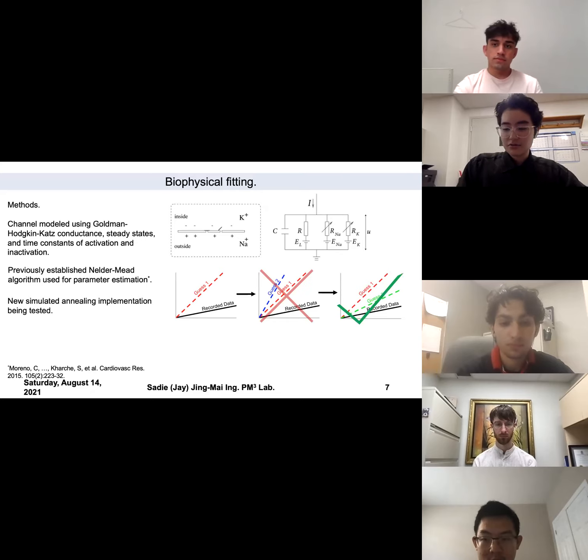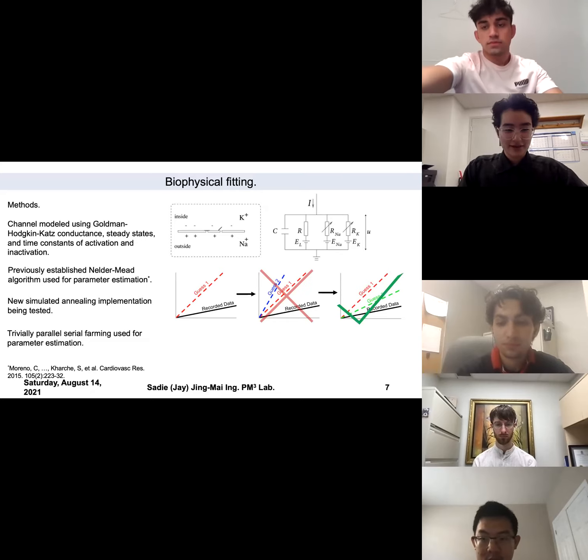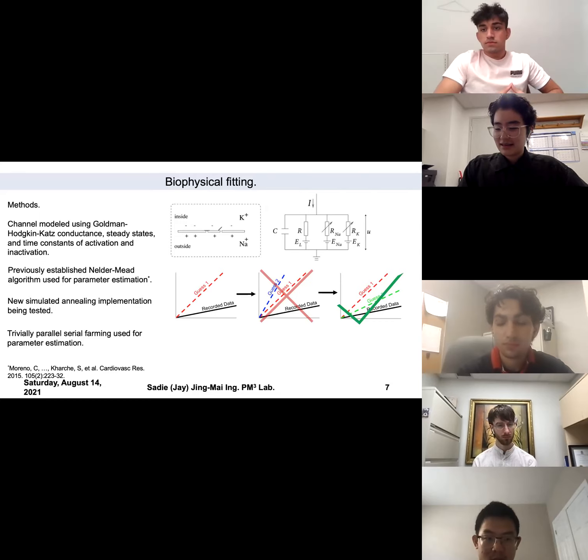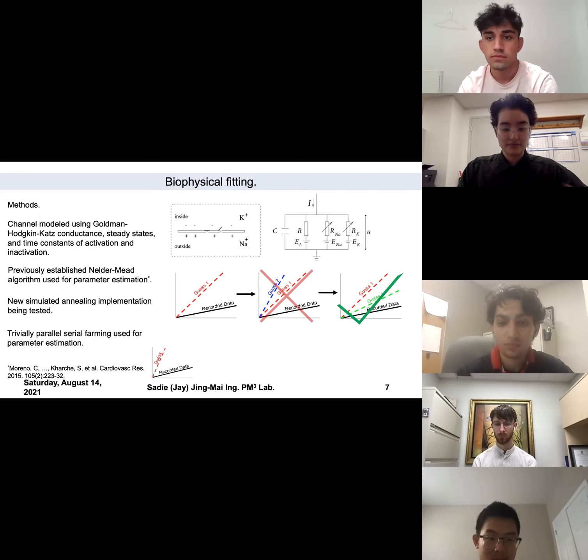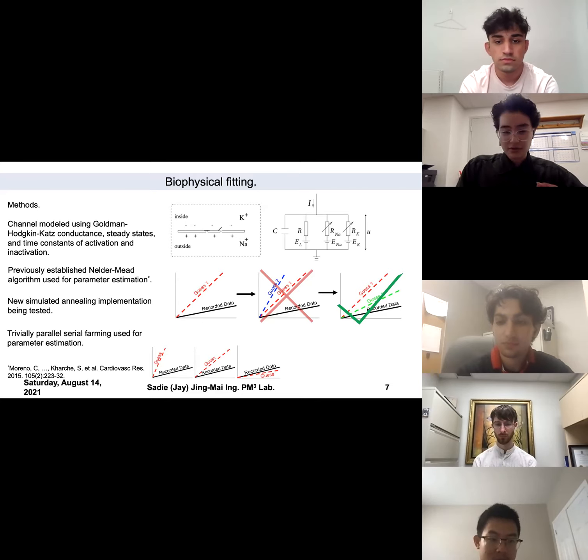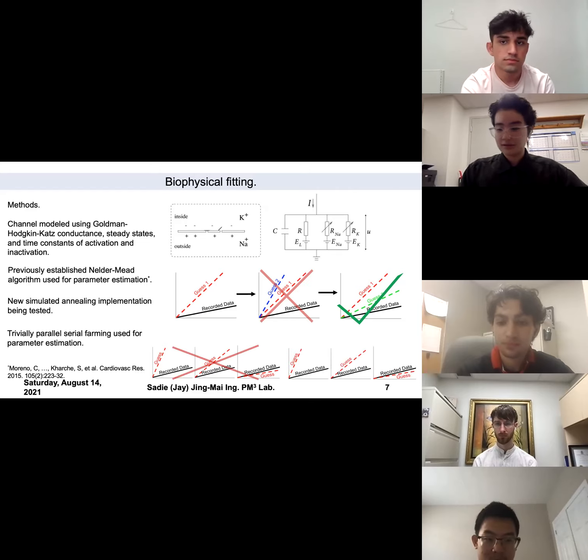We also used trivially parallel serial farming, which basically means that instead of spending maybe 10 minutes, which is what I had to spend trying out each set of parameters, we had a computer run a bunch of sets of parameters at a time, and then I was able to look at the results afterwards.